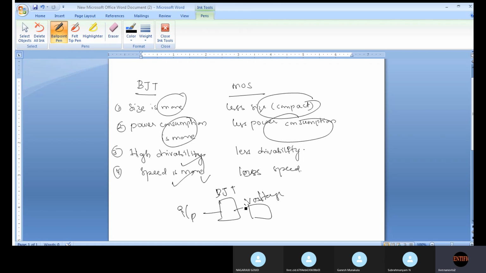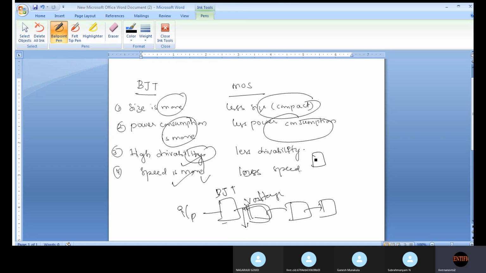Okay, so it has the capacity to drive another circuit also. With the output of this circuit, you can drive one more load. This is what is called drivability. The drivability of BJT is more. Speed is also more.